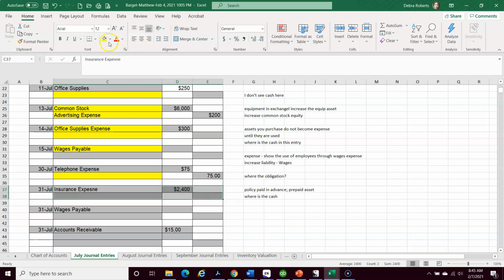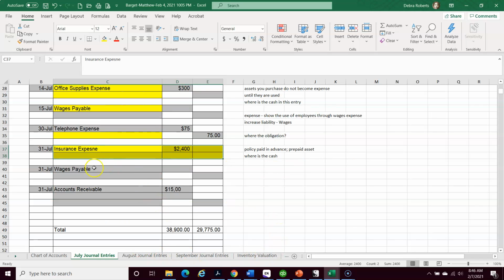So this entry, although you have interest expense, and I'm saying it's incorrect, when you use that money or that insurance policy as time progresses through the policy period, you will reflect that insurance expense and you will show it in your adjusting entries. So for now, show a prepaid and cash.